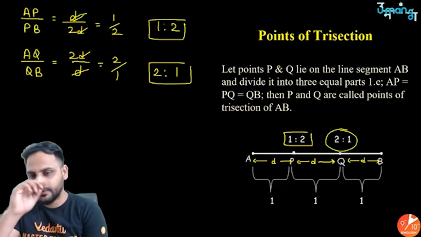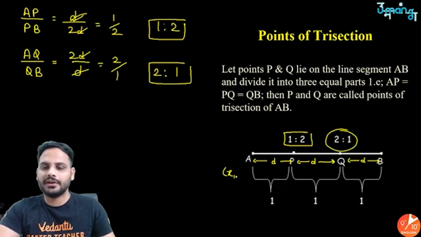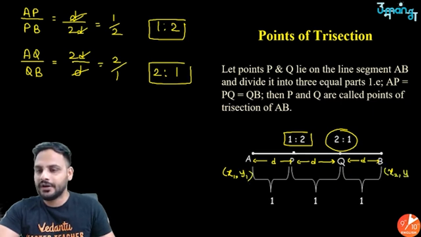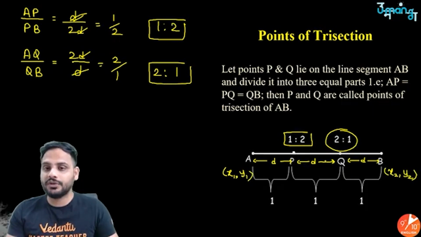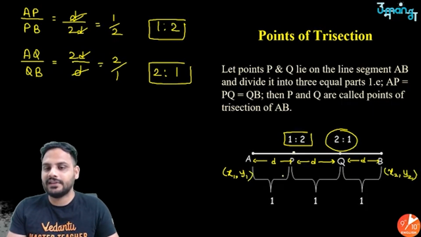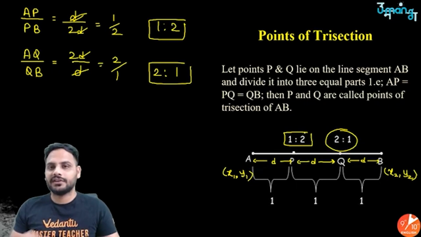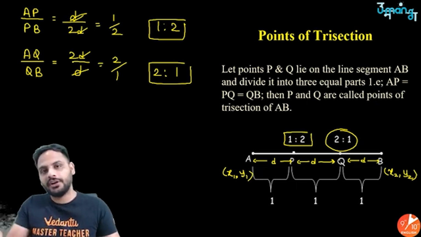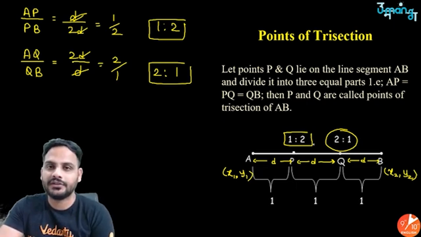Okay, but once we get to know the ratio, what do we do? Suppose I give you the coordinates of point A and point B, and I ask you the coordinates of point P and point Q. First, imagine point Q is not present. Point P's coordinates we can take as xp comma yp, and we can say it divides the line in the ratio 1:2, so use the section formula. Similarly for point Q, use the section formula, and you can get your answer.